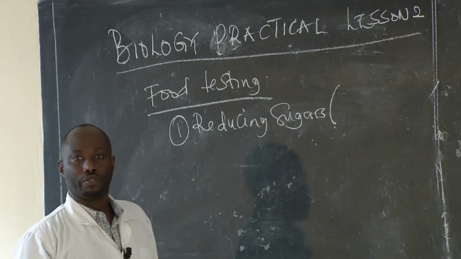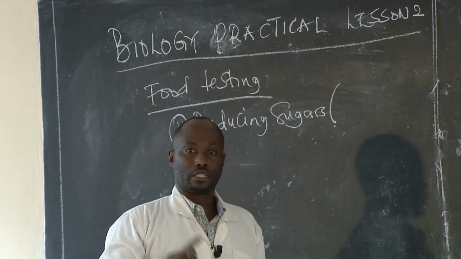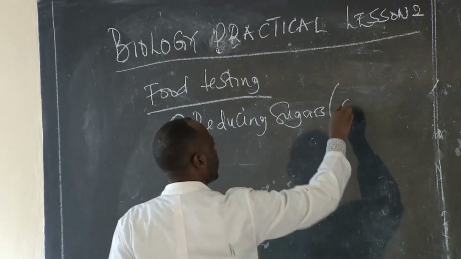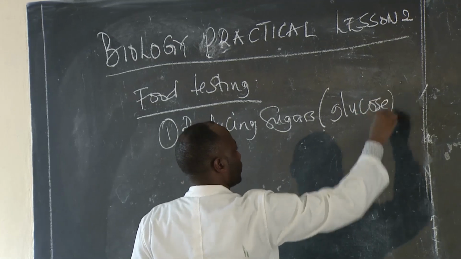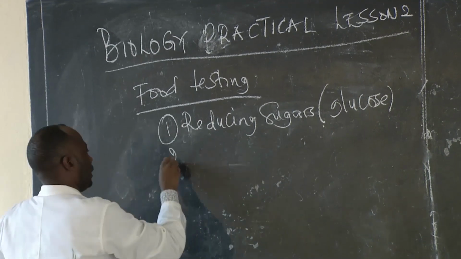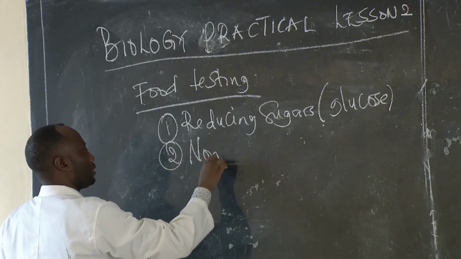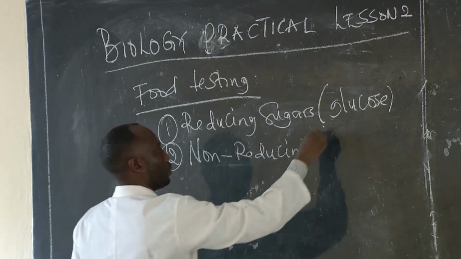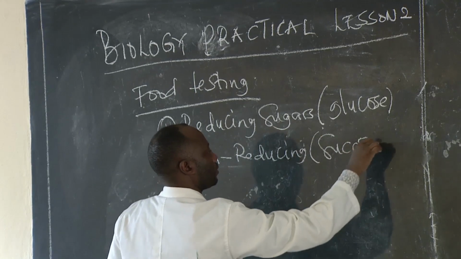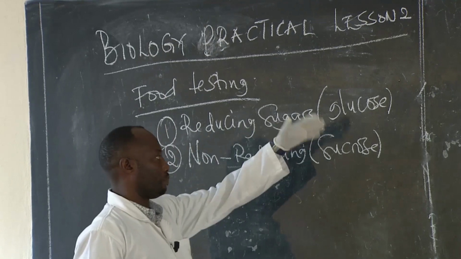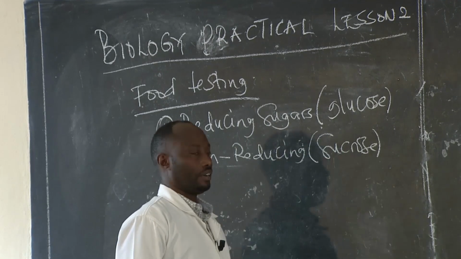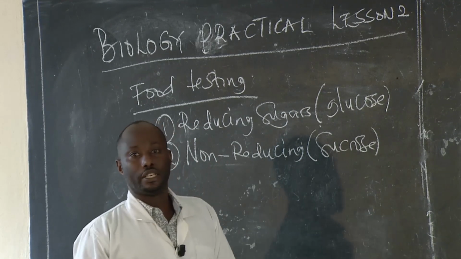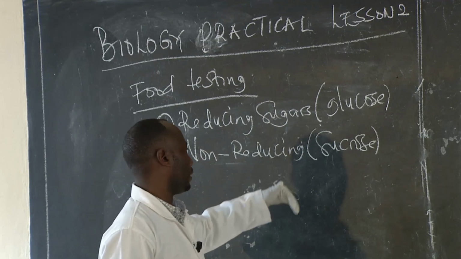Examples, who can give me an example of a reducing sugar? An example of a reducing sugar that we're going to be using today is glucose. Then another one, I'm going to test non-reducing sugars. If I say non-reducing sugars, we are going to have sucrose. If I say sucrose, we can have examples of sucrose. We can have orange, we can have carrots, we can have sugar canes.